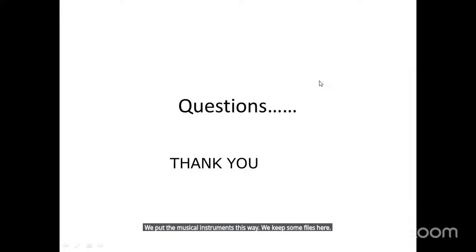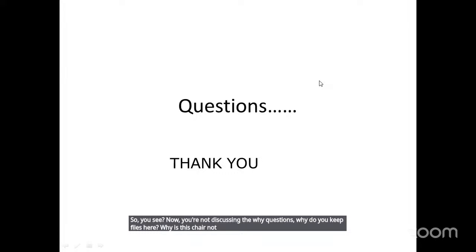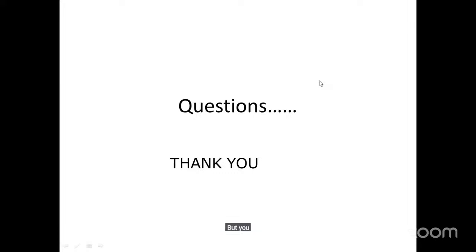So you see, now you're not discussing the why questions. Why do you keep files here? Why is this chair not used? But you're simply telling this person, we don't sit in this area. We normally sit here. Now, the why question is when you are returning and you say, you see, if you sit here, this is what happens.